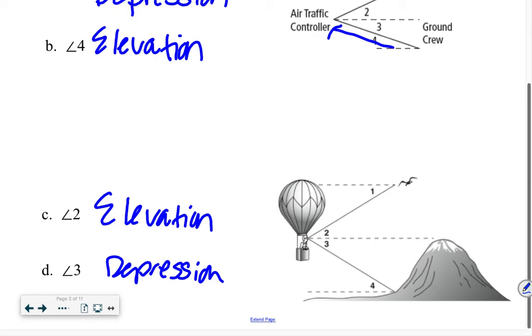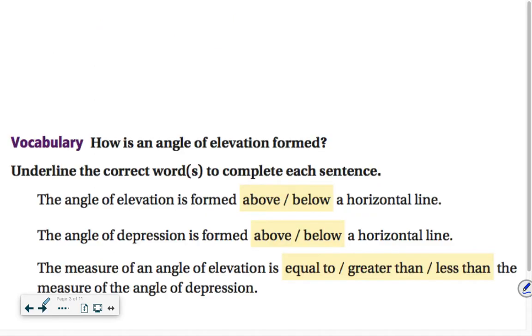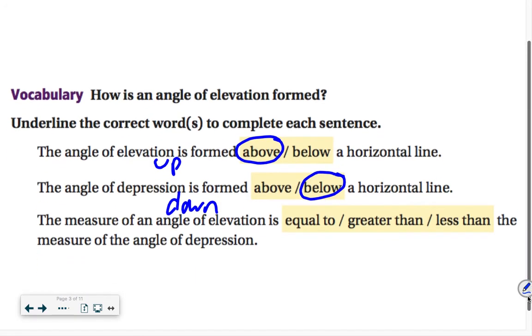Okay. Questions on which one is which? No, ma'am. Okay. I thought you said this was easy. It is. Angle of elevation is above a horizontal line. Angle of depression is below. That's why we're looking up in elevation and down in depression. The cool thing about those angles is that they are equal.